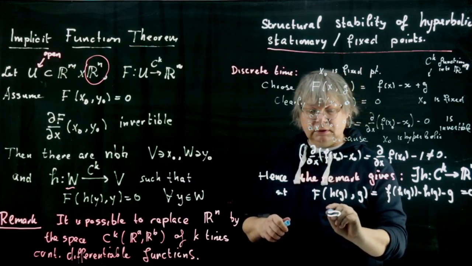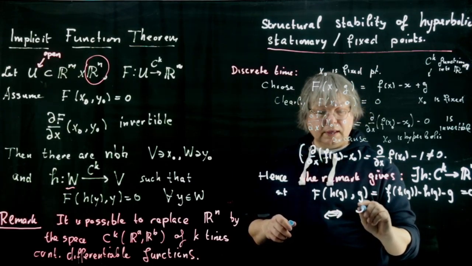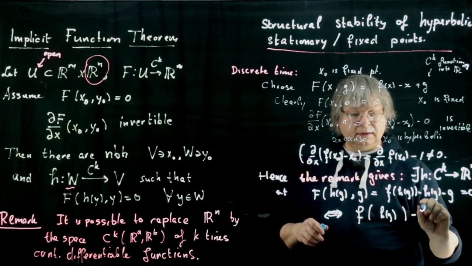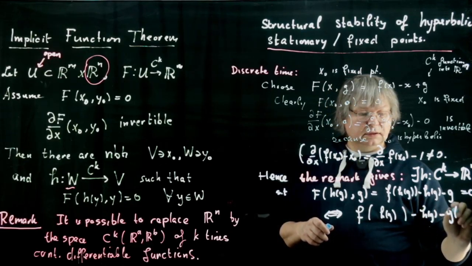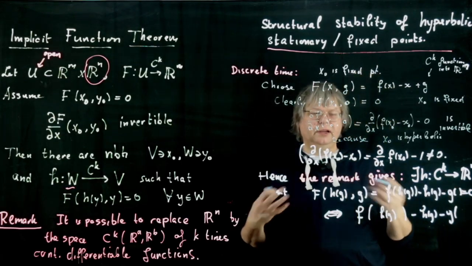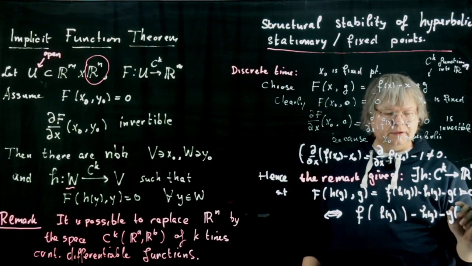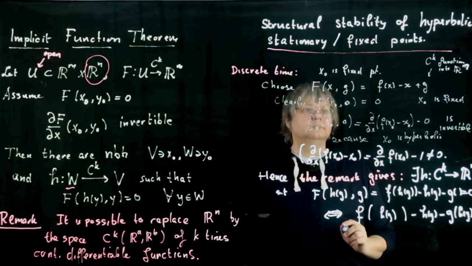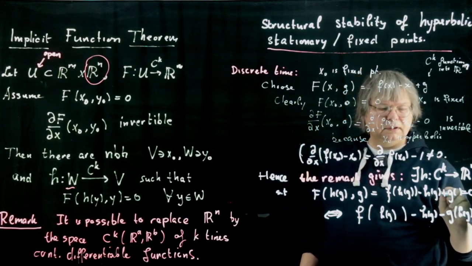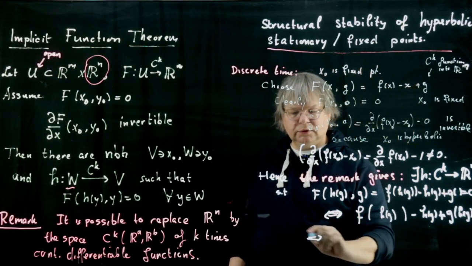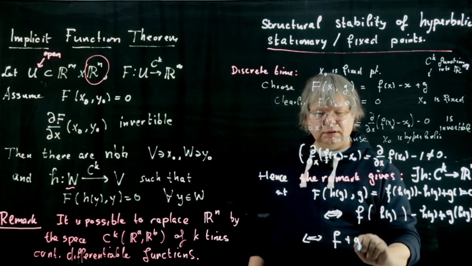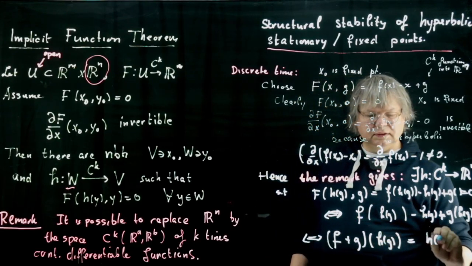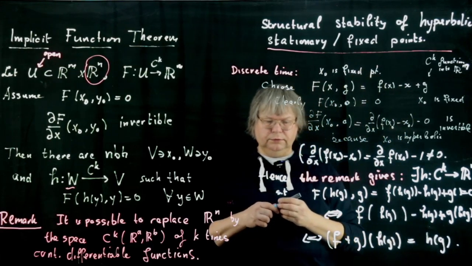And that's equivalent to f of h(g), that's the point, minus h(g), plus, well, this is a function, so I want to evaluate it in a function, and I want to evaluate exactly in this point. Okay, I think I need a plus here, because that's how I define it. And that's equivalent to saying that f plus g, both evaluated at the same point, is h(g). So there we have our fixed point.